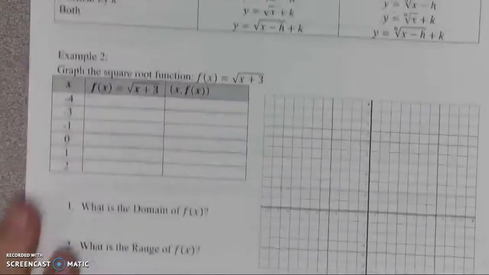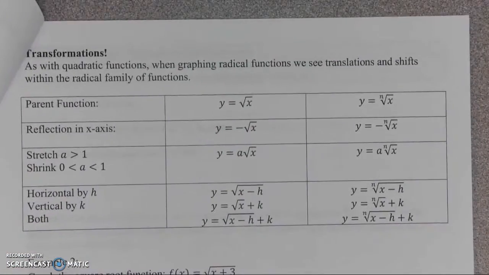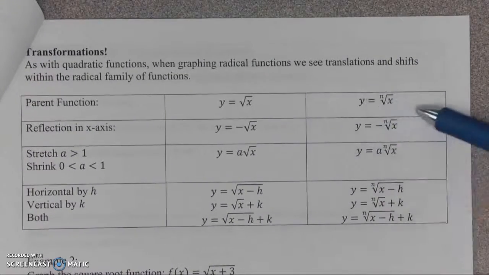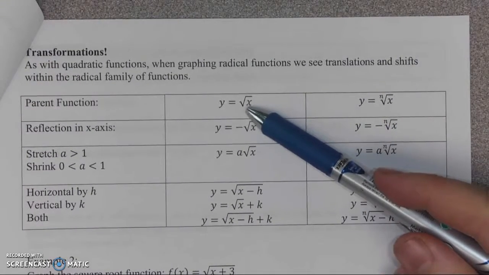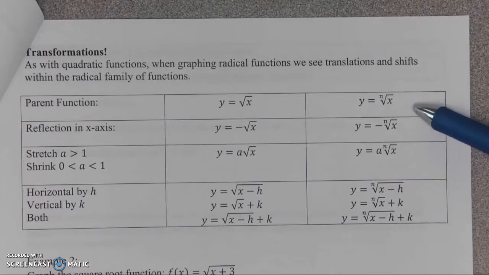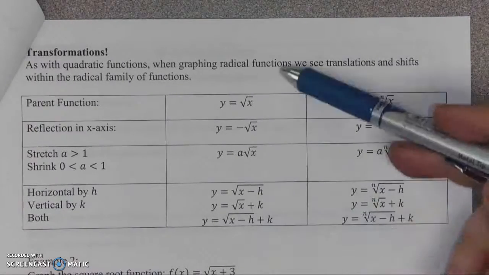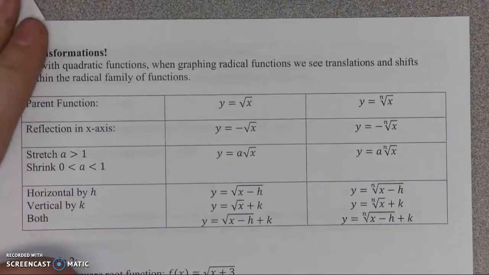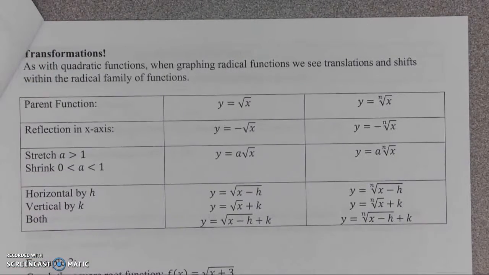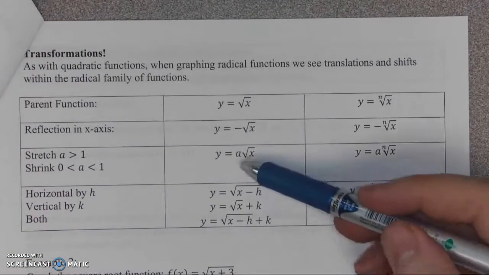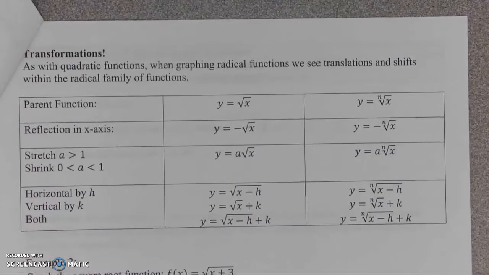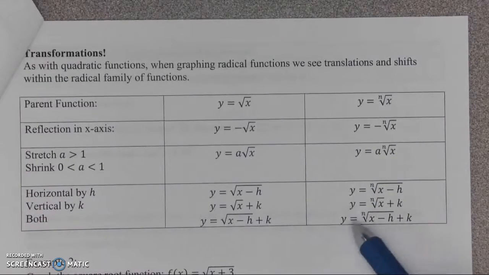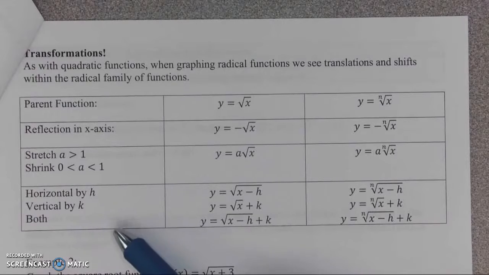You can get transformations, as this table shows. You could transform a square root function, but you can also transform the nth root function. And this table just goes through those different transformations. You can have a reflection in the x-axis. Stretches and shrinks occur depending on the value that's outside the square root or the radical. And then you have horizontal, vertical transformations as well, or you could have both of them occurring.